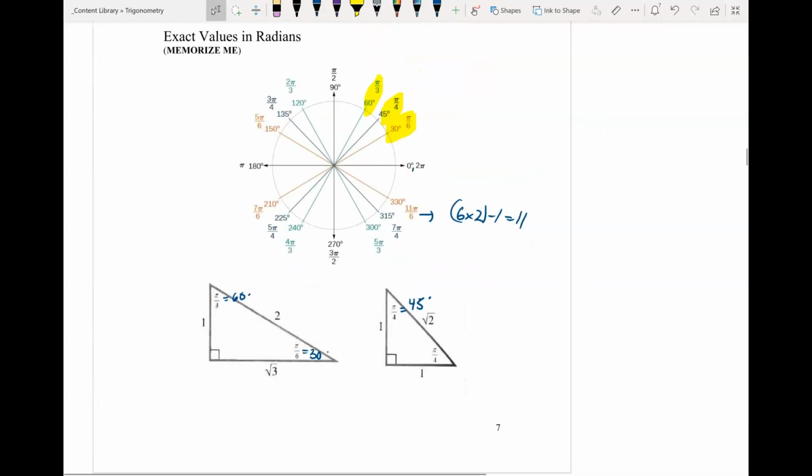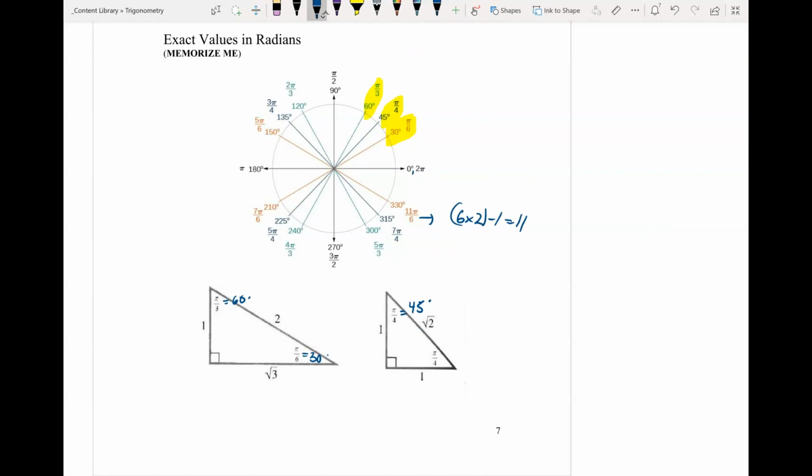So also, take the time to remember your exact values in radians. If you have to redraw this several times so you can remember those angles in radians, then please do that.